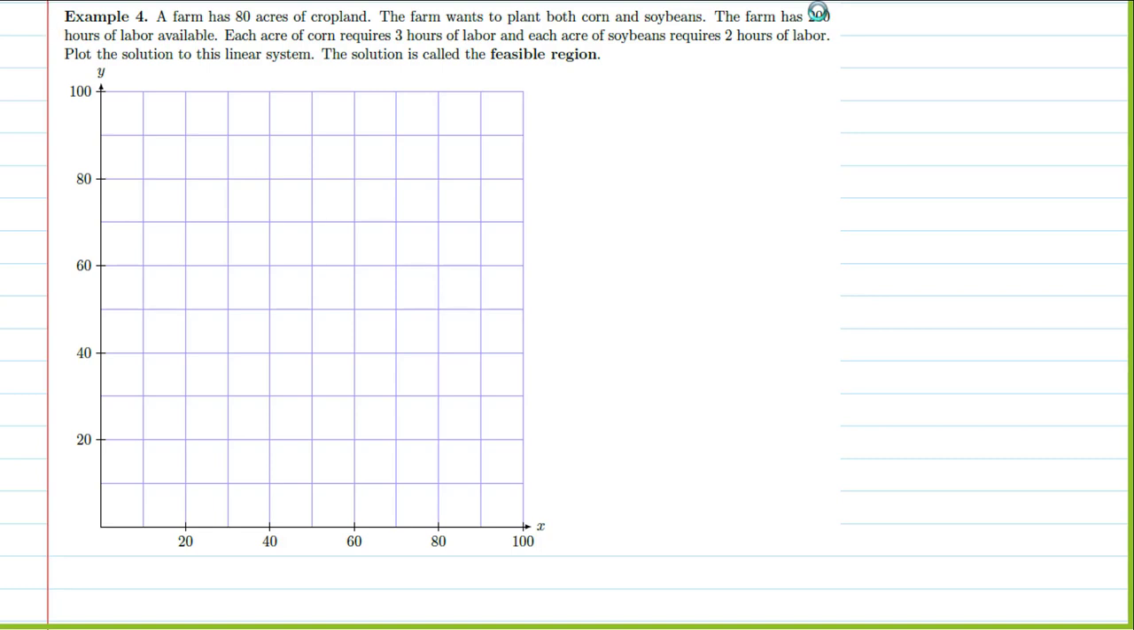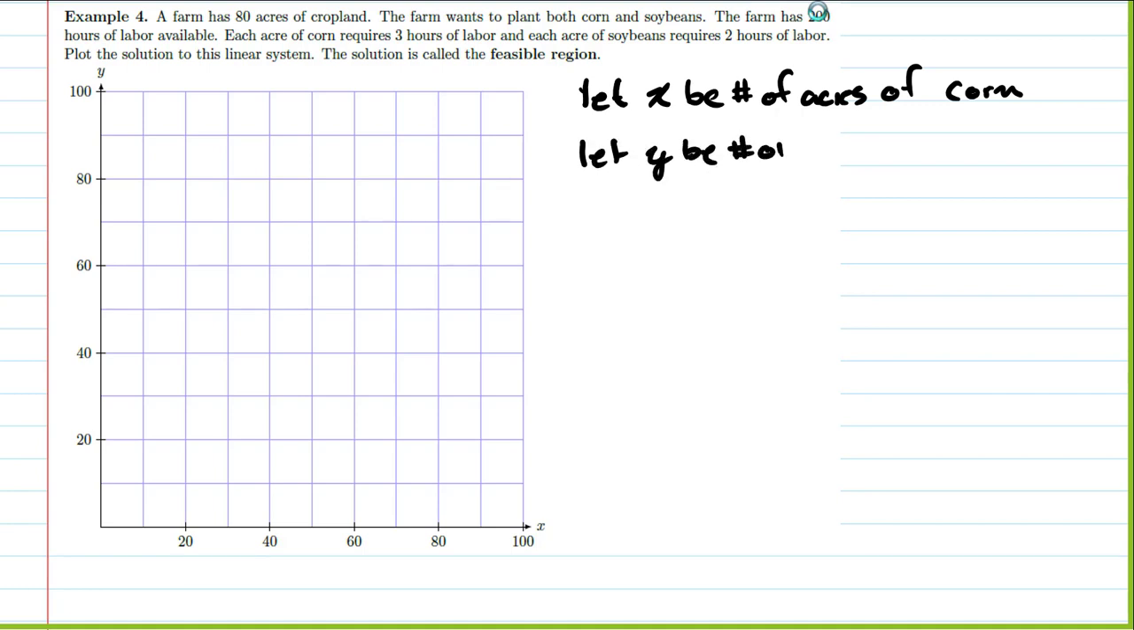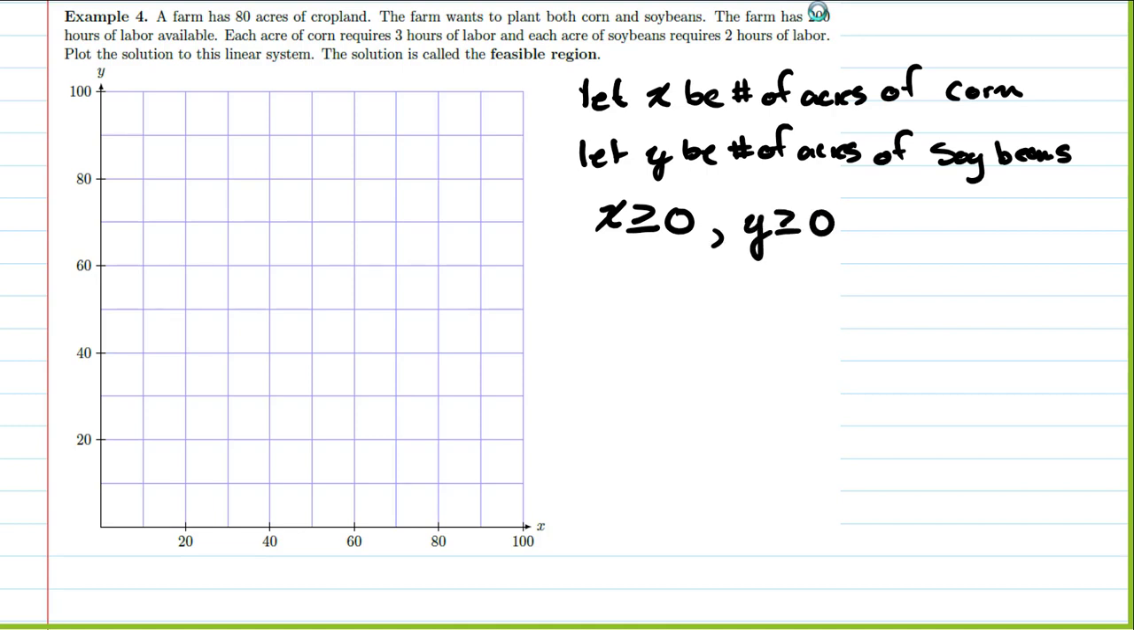So we need to define some variables. Let x be the number of acres of corn, and let y be the number of acres of soybeans. We need to write down some inequalities that describe this. As we just talked about, x has to be greater than or equal to 0, and y has to be greater than or equal to 0, because we can't plant negative amounts of corn or soybeans.